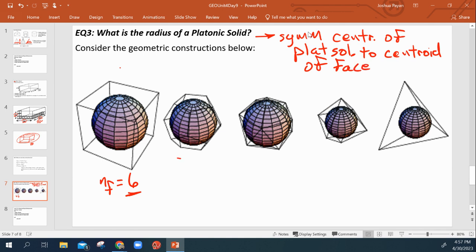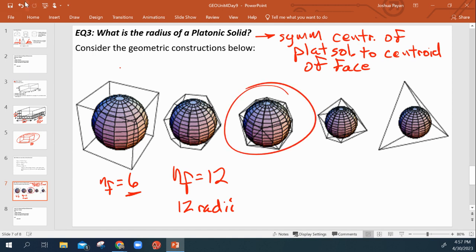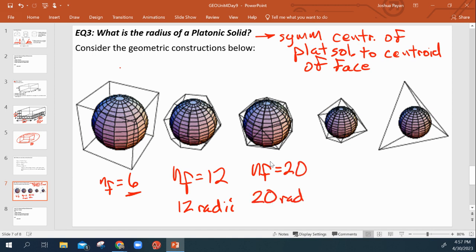So this right here is a dodecahedron. This guy has 12 faces, therefore it has 12 centroids, therefore it would have 12 radii. This guy is an icosahedron. That means it has 20 faces and therefore 20 radii, because this sphere would be tangent all over the place. Here, here, here, here, here, and I could just keep going.